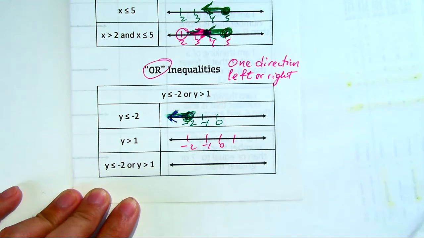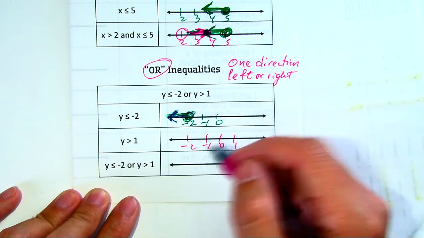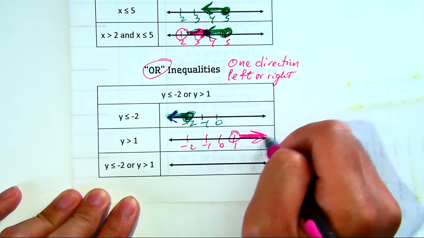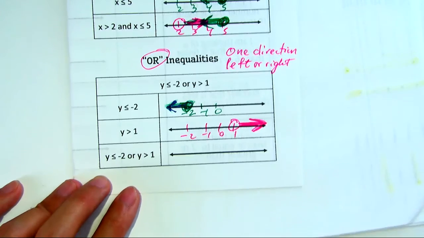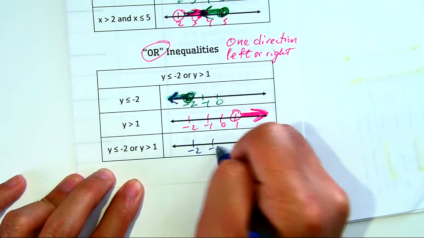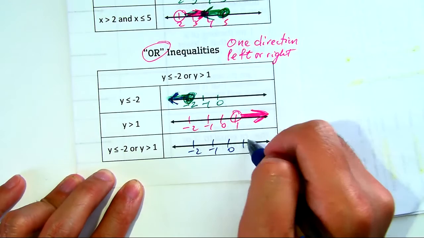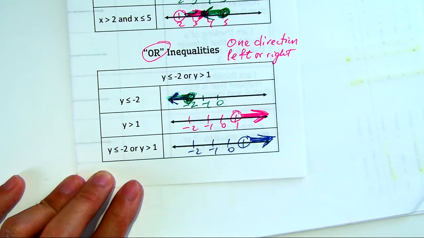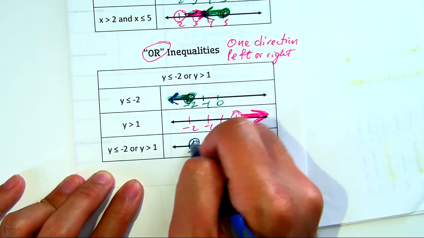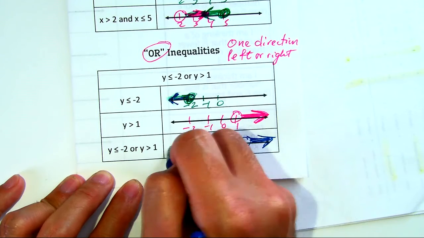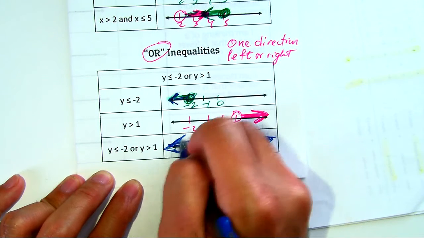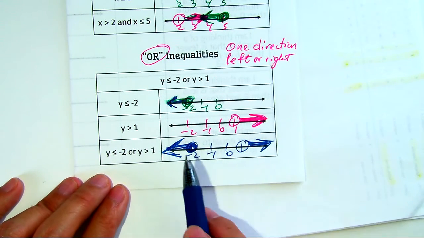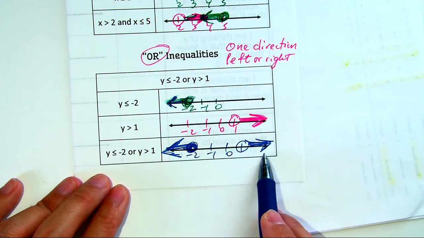Next, y greater than 1. Open. Go to the right. Now we're going to put these together. Y greater than 1 to the right, y less than or equal to -2 to the left. So when we look at our solution, either the solution is on the left side or on the right side. It cannot be both.